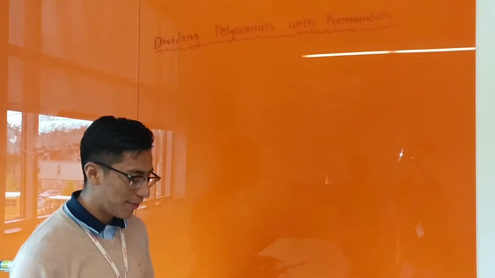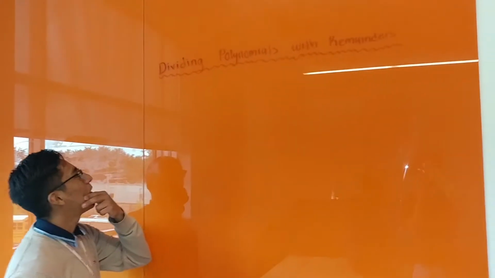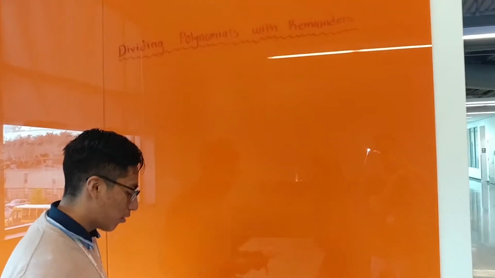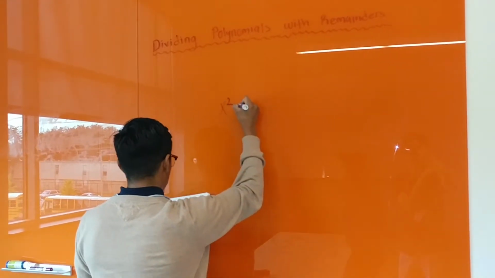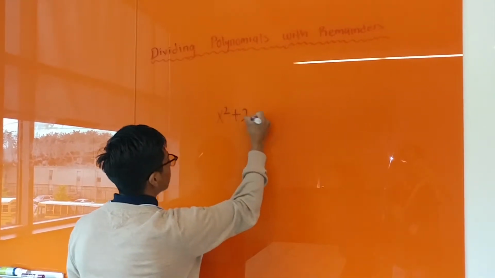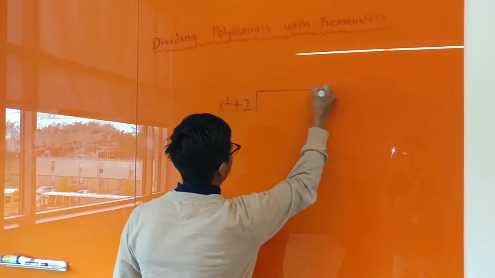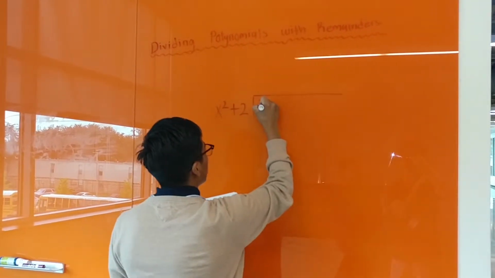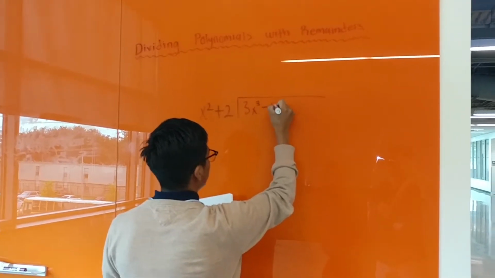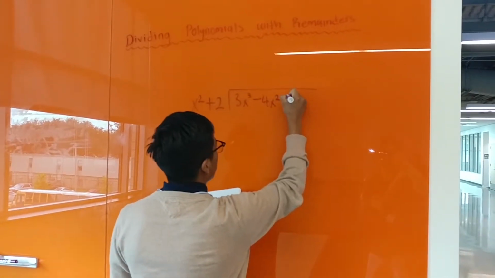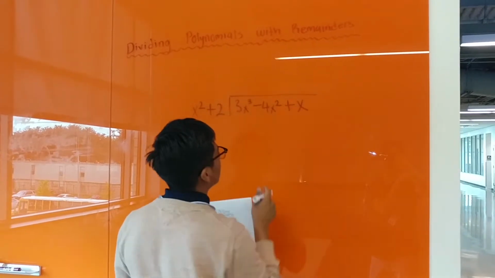I'm from Khan Academy, and today we'll be looking at the topic of dividing polynomials with remainders. So our problem for today would be x squared plus 2 divided by 3x to the third power minus 4x squared plus x.